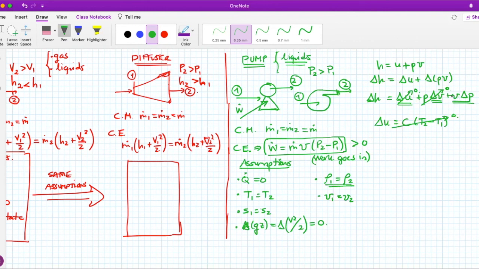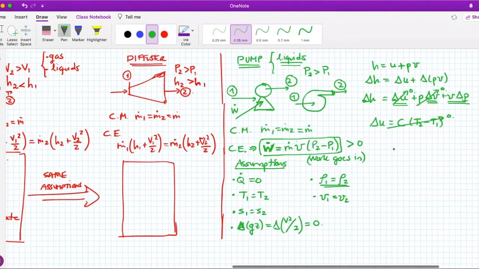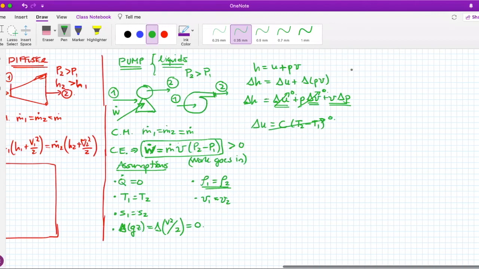So you detect that you have the specific volume and you have delta P here, which is this one. That's how you get this expression for the mechanical or electrical power needed to power a pump. That's why you had this. Just because it was liquid that you were doing that.